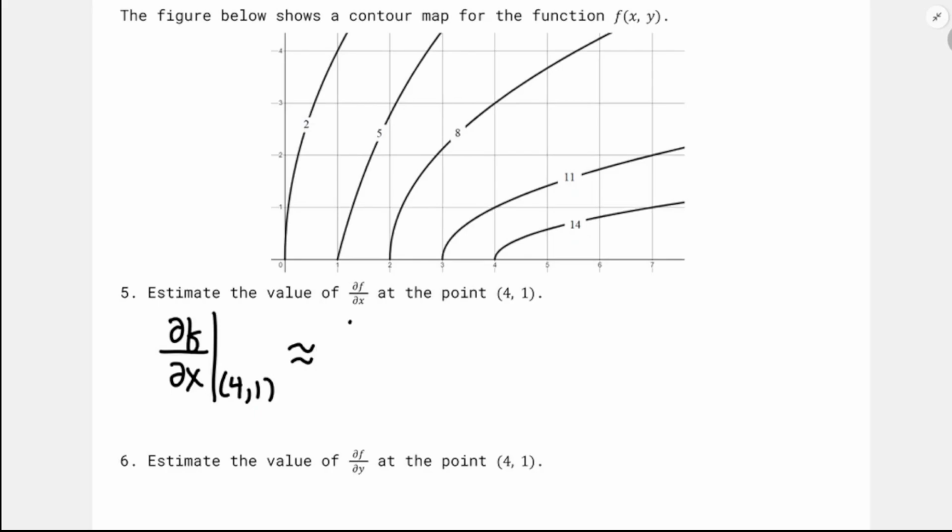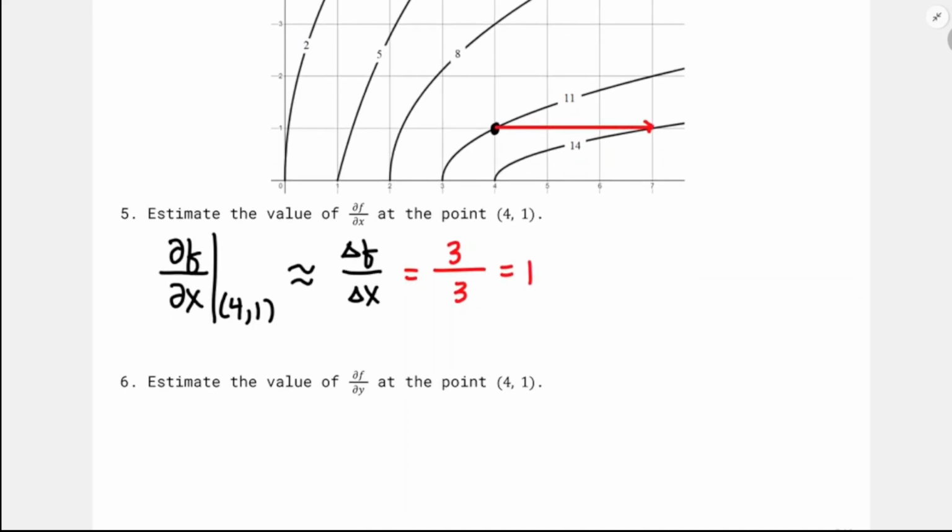Okay, partial derivative of f with respect to x at the point 4 and 1 is going to be approximately equal to change in f divided by change in x. So at the point where x is 4 and y is 1, I measure how far I have to go to get to the next grid intersection point. When delta x is 3, and then delta f is, okay, I went from level 11 to level 14. That's also an increase of 3, and so that's 1.